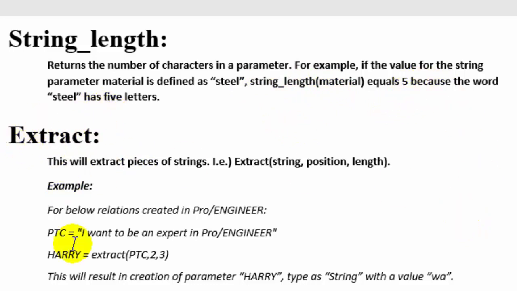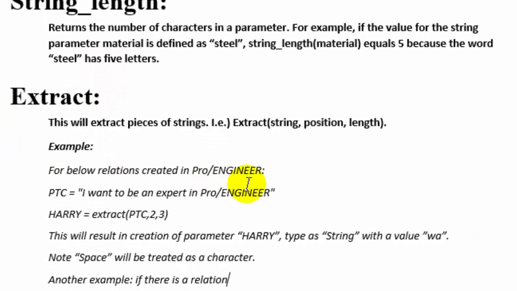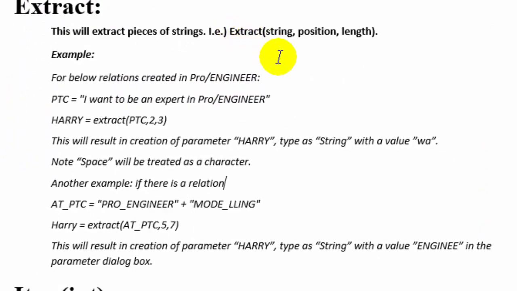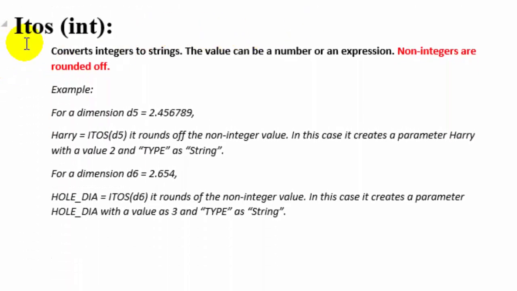Extract takes pieces from your string, and it has 3 arguments. The first argument is what string you want me to take it from, followed by a comma, then where you want me to start, the position, then a comma, and then how many characters you want me to read, and then we'll pull that from the string. And here's the function we were just talking about, ITOS, that converts an integer to a string. If you try to put a real number in, it just rounds it off. So this just converts a number into a string.